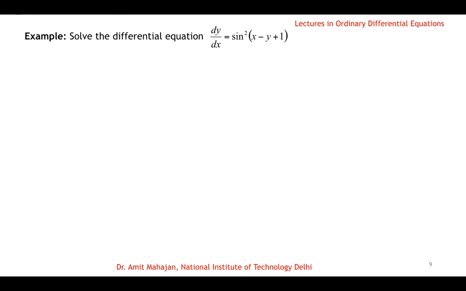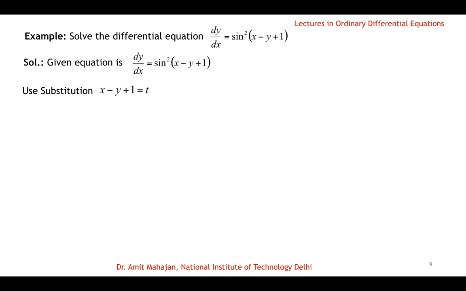Let me take one more example here. Solve the differential equation dy by dx is equal to sine square of (x minus y plus 1). Again it's a first order first degree differential equation, and the variables cannot be separated, but it is of the form dy by dx is equal to some function of ax plus by plus c. So if I substitute x minus y plus 1 as a new variable t, then this becomes sine square t, and I can easily separate the variables.